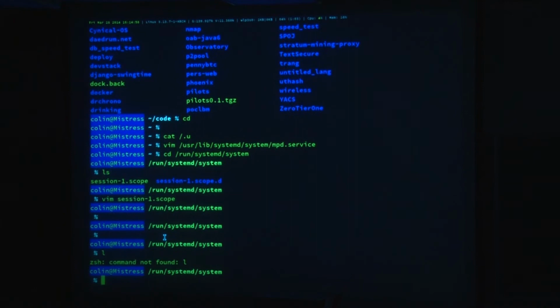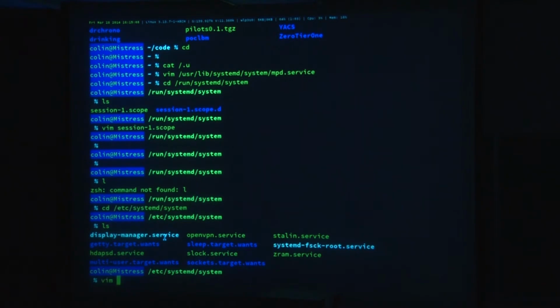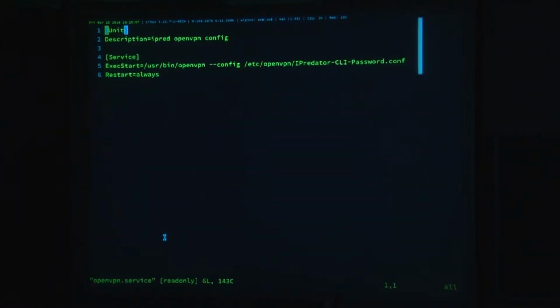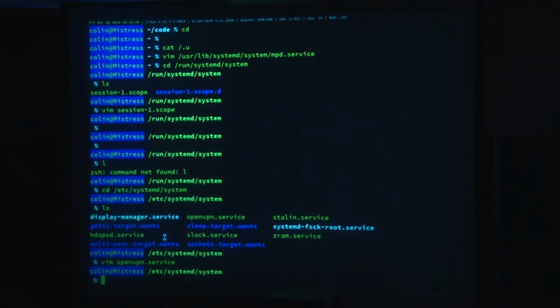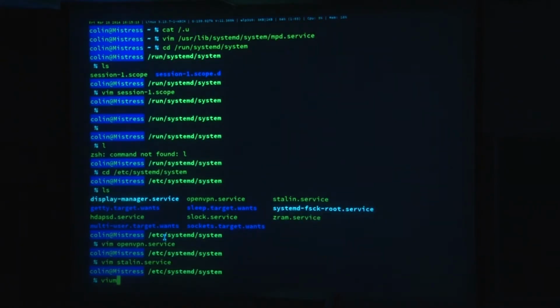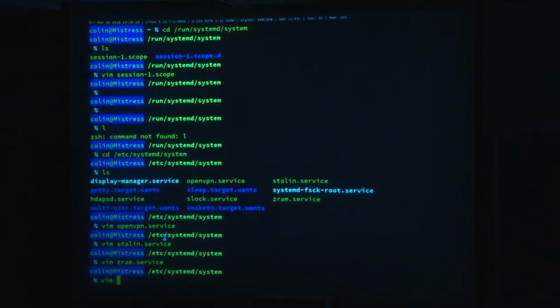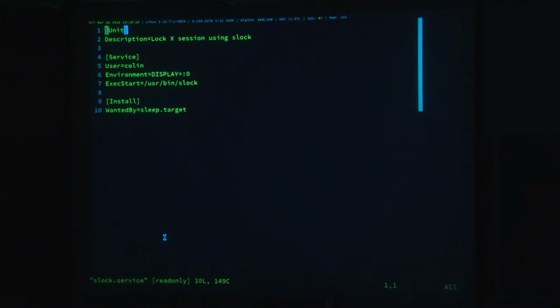And then the place where you should put your modifications if you want to modify stuff yourself is here. So for example, I have a custom OpenVPN service. It's pretty simple. Some other stuff like another OpenVPN service, a ZRAM service that brings up some devices, and it's probably not how you should do it, and a screen lock service.